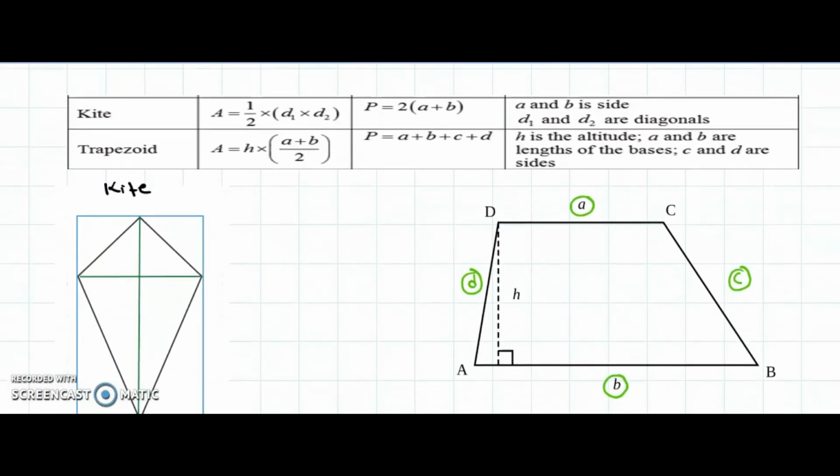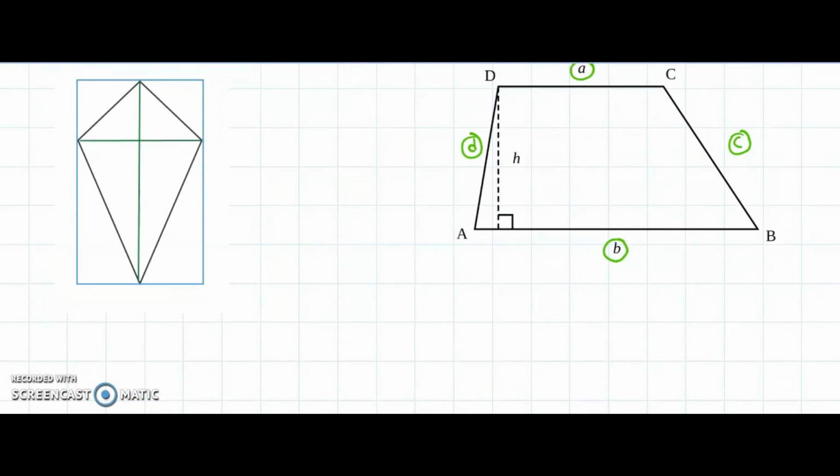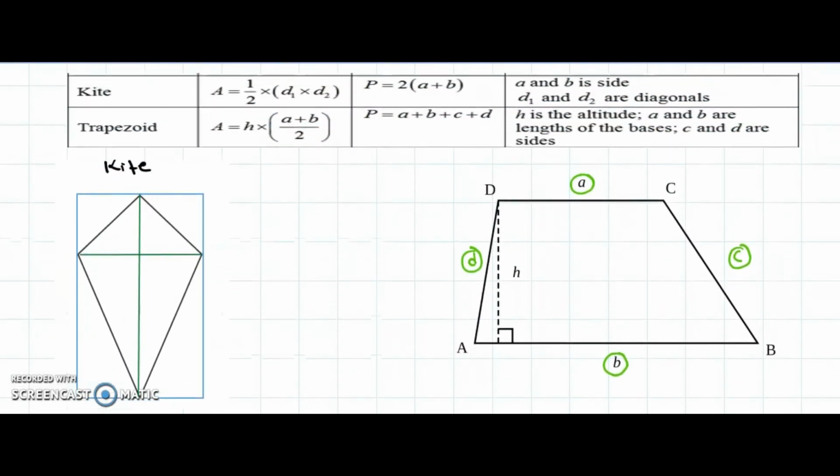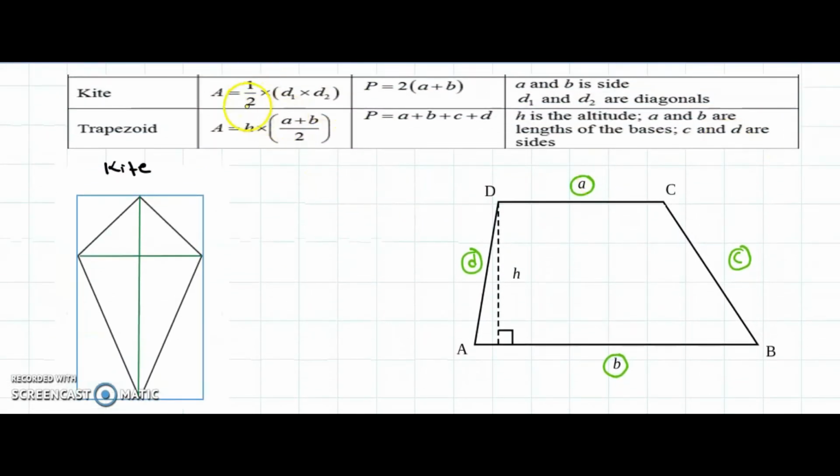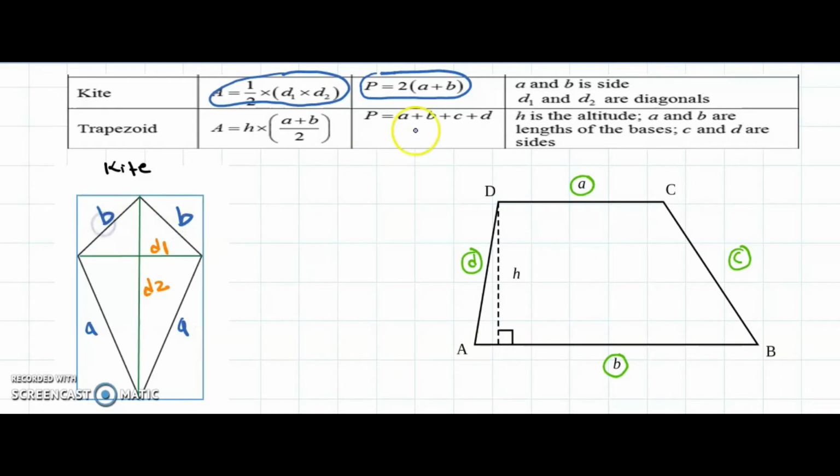Now let us move towards the next, that is called a kite. A kite always looks like a kite, my dear students. So what is its formula? If we say this one is D1 and this one is D2, its area will be half D1 into D2, same as the previous one, and its perimeter will be 2 times (A plus B), because if we mark this as A, this as A, this as B, this as B, it will be 2 times (A plus B).